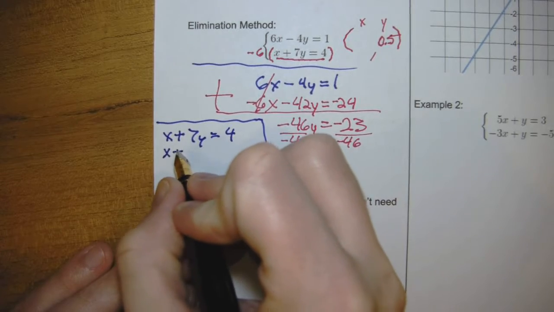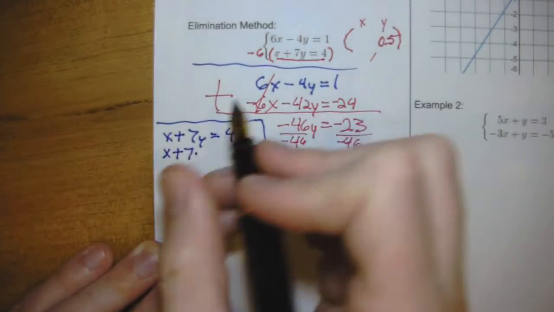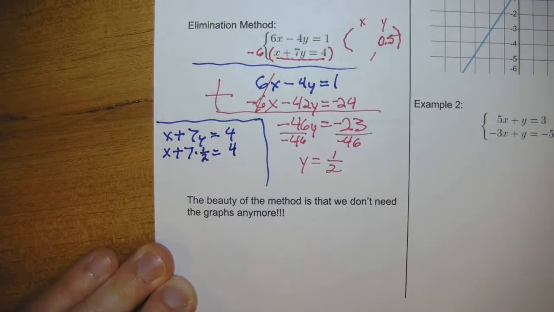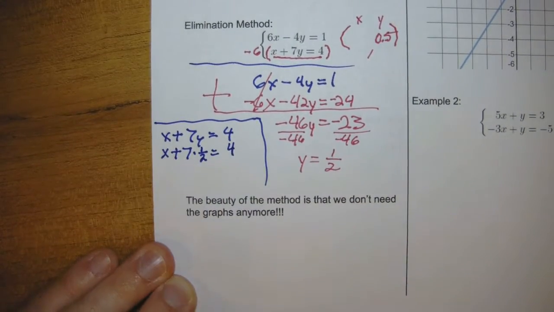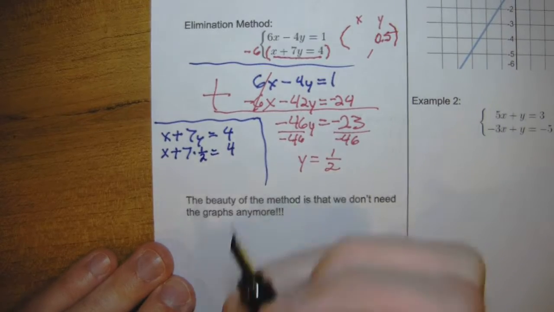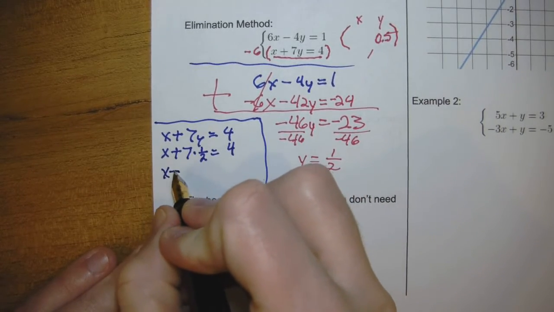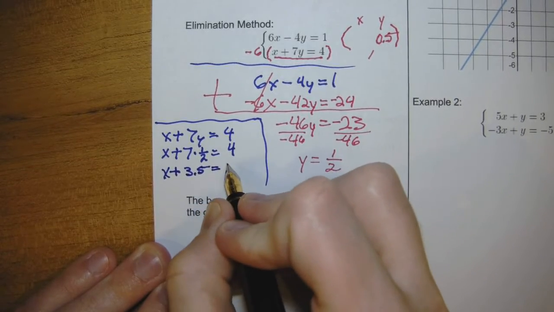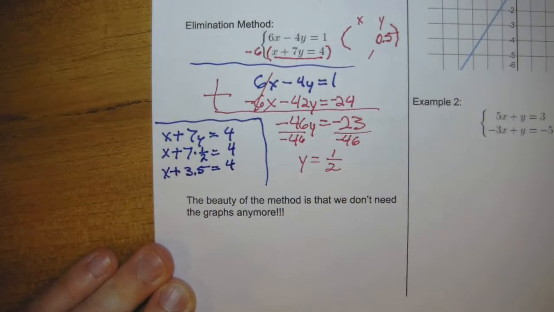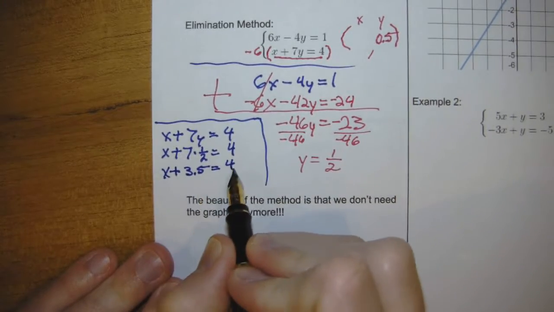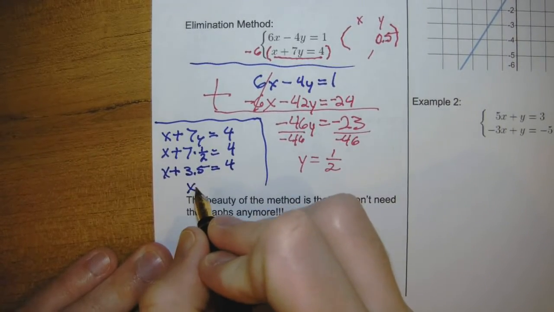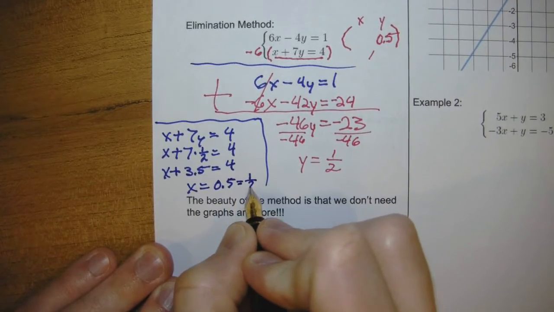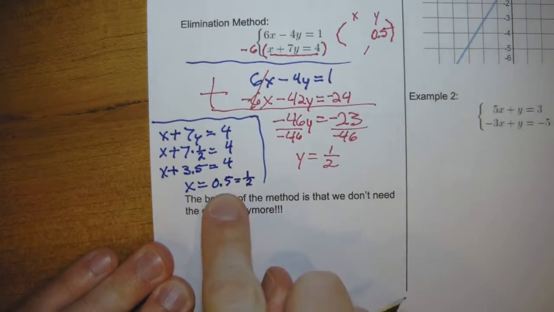So let's rewrite it. x plus 7 times half, and I'm going to write it as a fraction just to save space, equals 4. Well, now notice I've got an equation with only x in it. I can solve that pretty easily. Half of 7, so x plus half of 7 is 3.5. I'll write it as a decimal here because I know most of you prefer that, and we don't have to save as much space now. To figure out what x is, we'll subtract 3.5 from both sides. So x equals 0.5, or 1/2 if you'd rather the fraction.